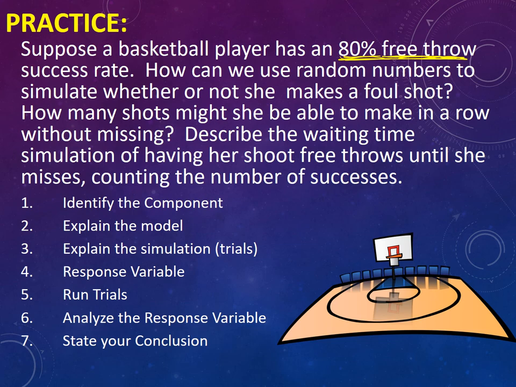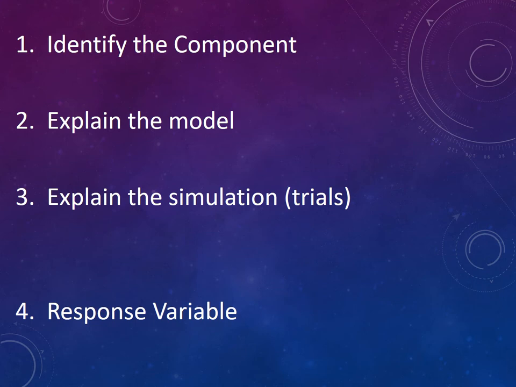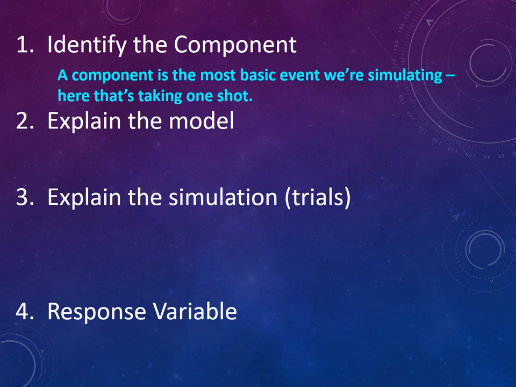Okay, identify the component, explain the model, explain the simulation, how are you going to do the trials, identify a response variable, run the trials, analyze it, and state your conclusion. Okay, so here we go. Identify the component. The component is that thing that we are trying to simulate. What are we trying to mimic? And in this case, we're taking a shot. So that's what we would actually write. We would say a component is taking one shot, or if you want to be even more specific, taking one free throw.